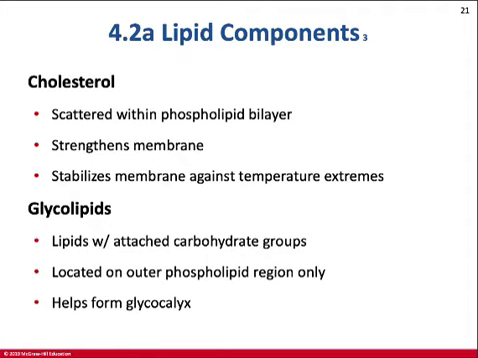A little discussion about cholesterol here, how it works, and glycolipids, right? The glycocalyx is just the outer sugar covering around the cell that serves as part of the extracellular matrix, but also identifies the cell surface to the immune system. And it's located only in the region of the phospholipid bilayer that faces the extracellular material.